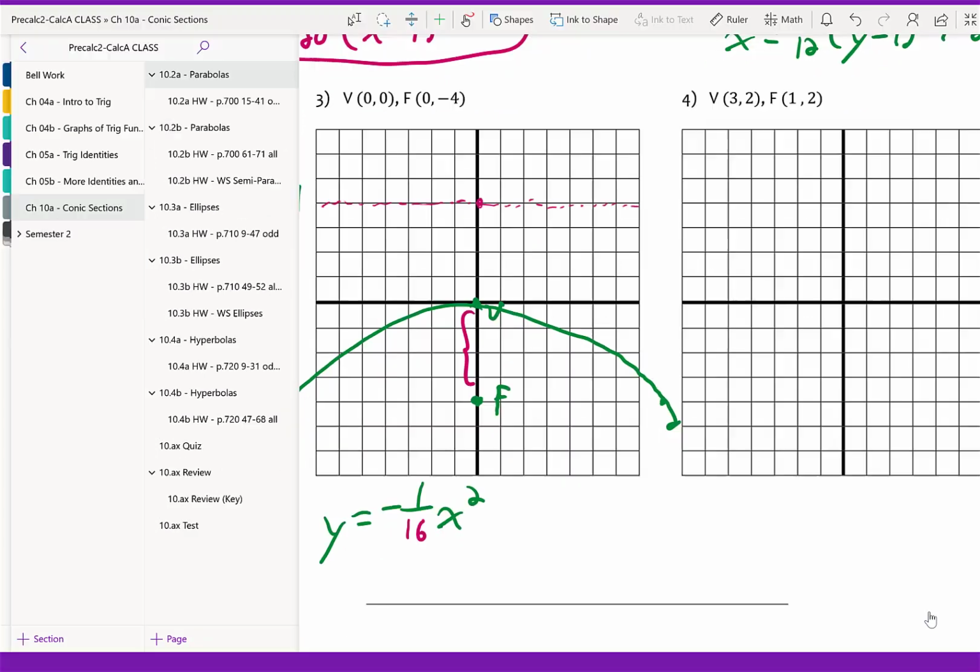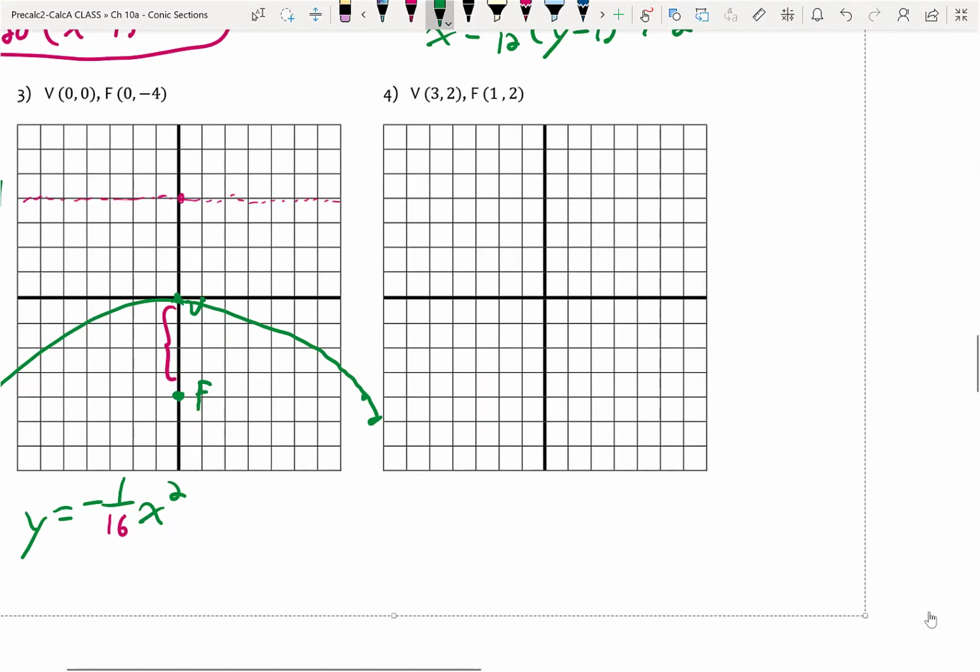So lastly, if we're going to graph the focus at 1, 2, and the vertex at 3, 2, then the directrix would have to be on the other side of the vertex. So the other side of the vertex is going to be right here. That's an equation of x is equal to 5.